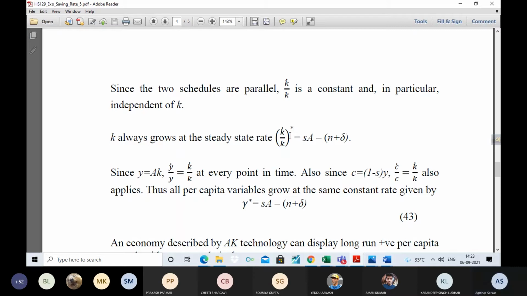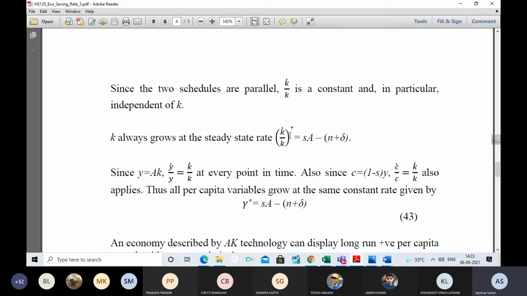So the interesting thing to note here is that since y is equal to Ak, y dot by y is equal to k dot by k at all points in time, right? In addition, consumption is a fixed proportion of income, right? So small c is equal to 1 minus small s times small y. Consumption per capita is 1 minus small s times output per capita. c dot by c, which is the growth rate of consumption per capita, is equal to k dot by k. This thing also applies.